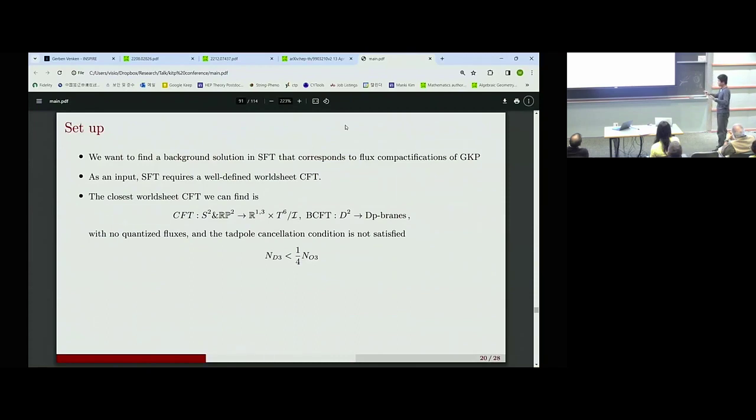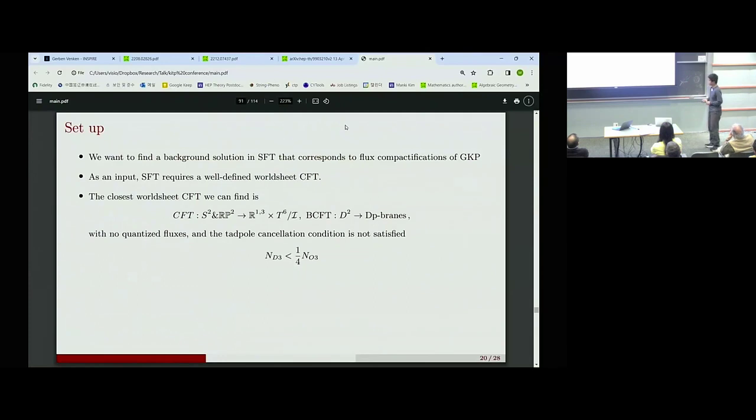So I want to construct some worldsheet CFT from sphere to the target space, from RP2 to target space, and disk to some D-branes. Crucially, what I'm going to do is an illegal thing: I'm going to set up the system such that the topology cancellation is not satisfied. This is a bad thing to do in the usual string perturbation theory, but this is a perfectly fine thing to do in string field theory. The topology cancellation condition will come out as one of the equations of motion. So if you cannot solve the equations of motion, then your topology cancellation is not solved, but if you can solve it, then that's great.